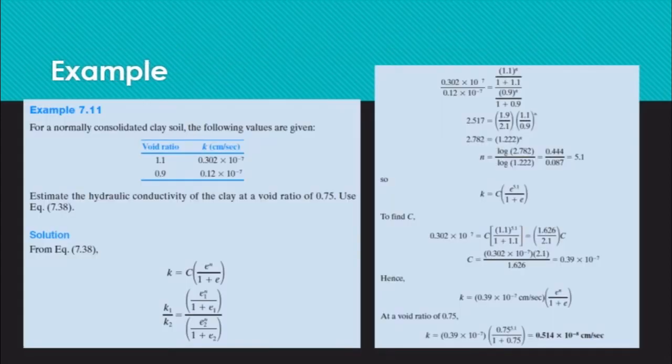For a normally consolidated clay, so clay, fine-grained, the values are given. Void ratio 1.1, ganito ang K niya, and then 0.9, ganito ang K niya. Estimate the hydraulic conductivity at a void ratio of 0.75. Use equation 7.38, or yung kay Samarasinghe ito. So, K is equal to C. Yan yung formula niya. So, since nagbigay siya ng dalawang K, pwede mong gamitin yan dito.